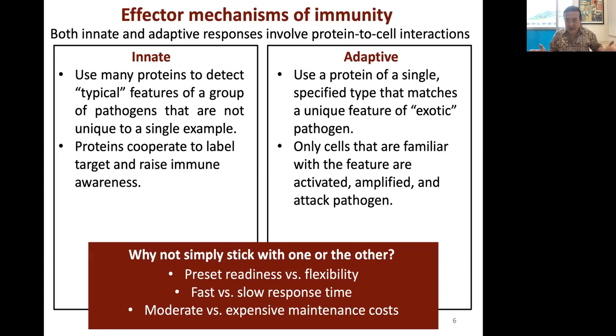So why not just stick with one or the other, right? I think I've already kind of gone over this, but I think it's worth thinking about because there are pros and cons to each. The preset readiness of the innate immune system is good because it's fast, right? And it's very moderate to maintain in terms of the cost of our body's resources. On the other hand, the adaptive side gives you flexibility for dealing with something brand new. The downside is it's a slower response time. And also the downside is it's very expensive to be able to run it properly. Okay. So that's why we evolved to have these two sides that work together.